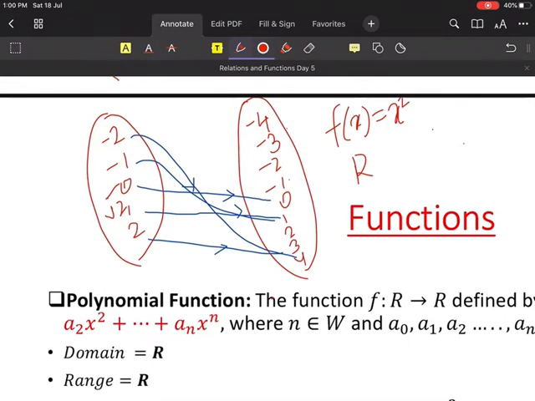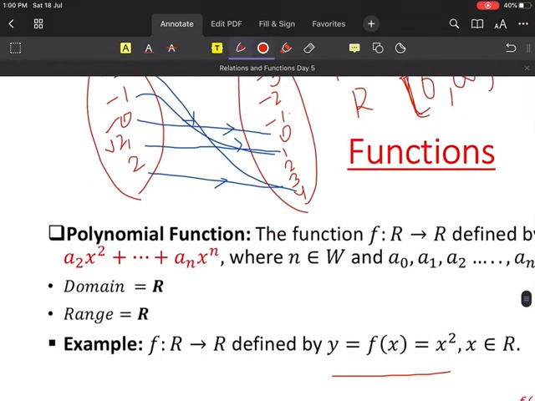The range will be, it can never be negative, right? Yes or no? No negative values will be there. The range will be 0 to infinity. This will be your range for this function x square. Am I clear? Have you understood? Yes, sir. Just because it's a square function, it will be 0 to infinity.